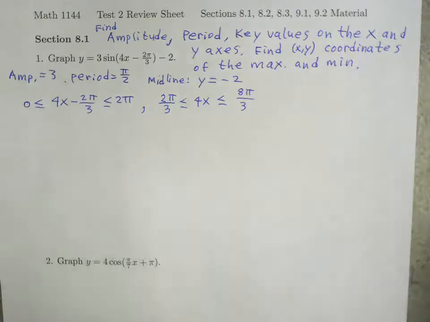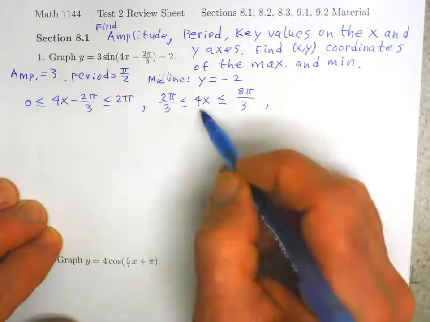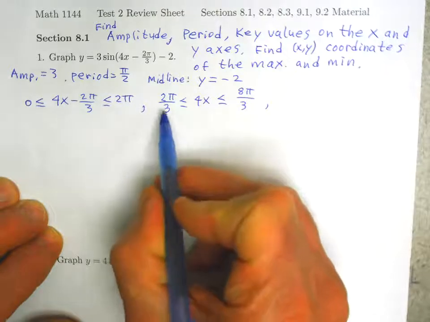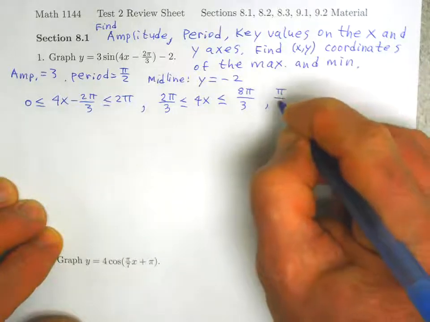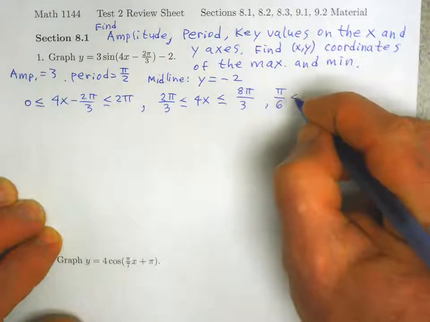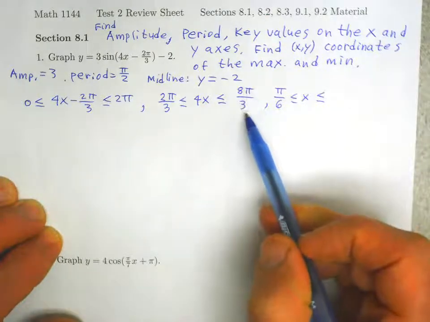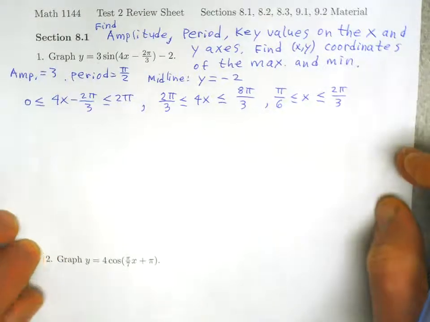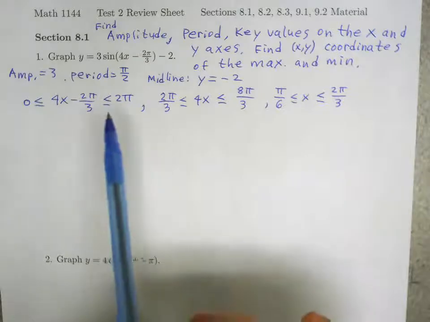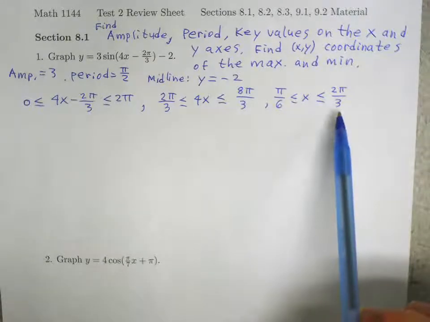Okay, and then we divide all three sides by 4, because we want to solve for x. Or equivalently, multiply all three parts by 1/4. So when you multiply 2 pi over 3 by 1/4, that simplifies to pi over 6 when you do the arithmetic. And then 1/4 times 4x is x. And then 1/4 times 8 pi over 3 simplifies to 2 pi over 3. Okay, so for one period of this sine function, we're going to graph it on the interval from pi over 6 to 2 pi over 3.